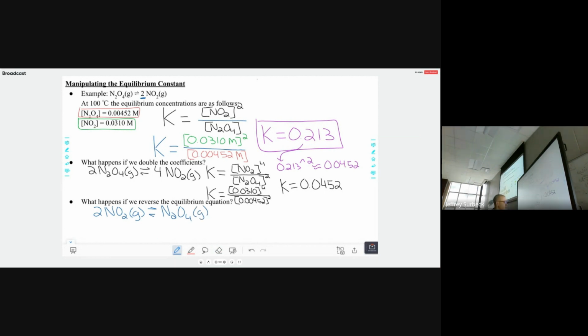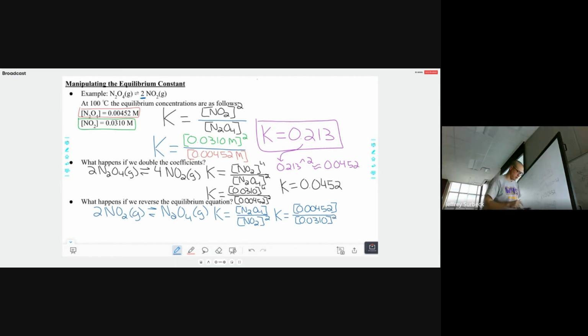Well, now by doing that, we have a K that is equal to, now, since N2O4 is a product, N2O4 raised to the first power, all divided by NO2 raised to that second power. And so we'll just plug our numbers in from up top there. Okay, so now we get K is going to be equal to N2O4 is still 0.00452. And that is raised to the first power, all divided by 0.0310. Okay, that is raised to the second power.